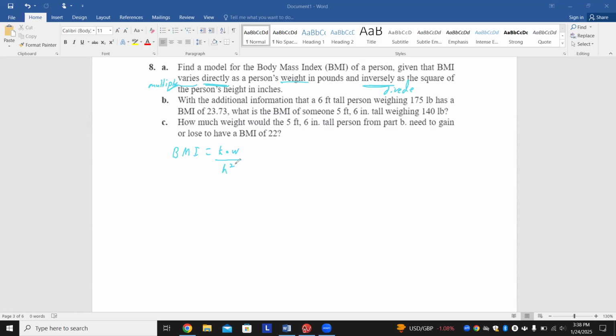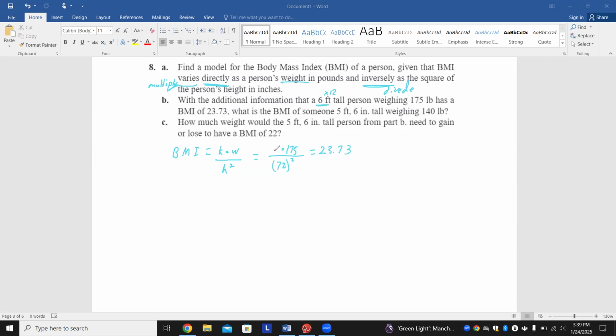With that information, they give you some additional information so you can find out what that K is. A 6 foot tall person, so you would need to multiply that by 12, so that would be 12 times 6, 72, squared. Weighing 175 pounds, our weight is in pounds, so that's 175, has a BMI of 23.73. What is the BMI for a 5'6" person weighing 140 pounds? And then there's a follow-up question after that.